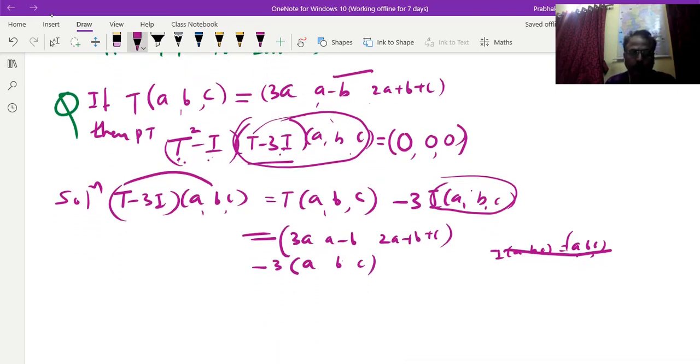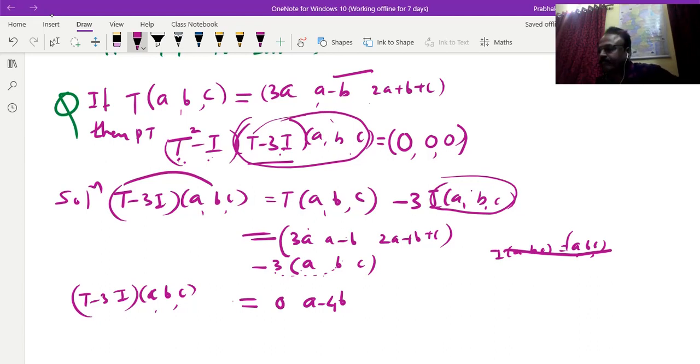Now to proceed ahead, combine these two 3-tuples, which gives us T minus 3I operating on ABC, which is 3A minus 3A, 0, and A minus B minus 3B, which becomes A minus 4B. And the last one, 2A plus B, C minus 3C, that is 2A plus B minus 2C.